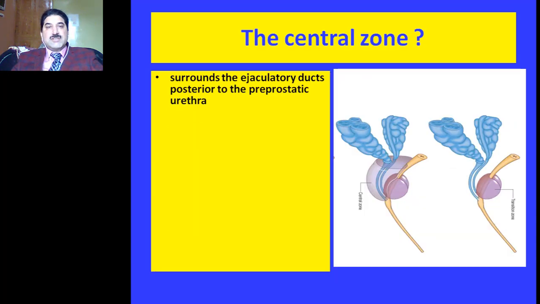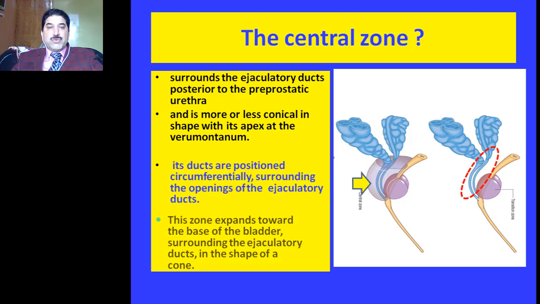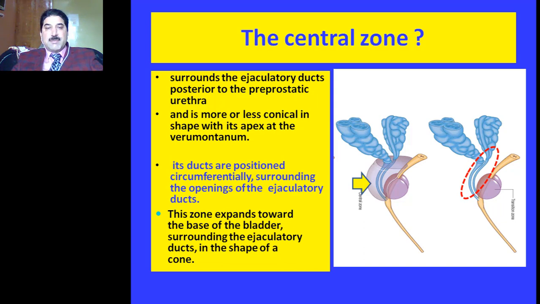The central zone of the prostate surrounds the ejaculatory ducts, posterior to the preprostatic urethra, and is more or less conical in shape with its apex at the verumontanum. This zone expands towards the base of the bladder, surrounding the ejaculatory ducts in the shape of a cone.